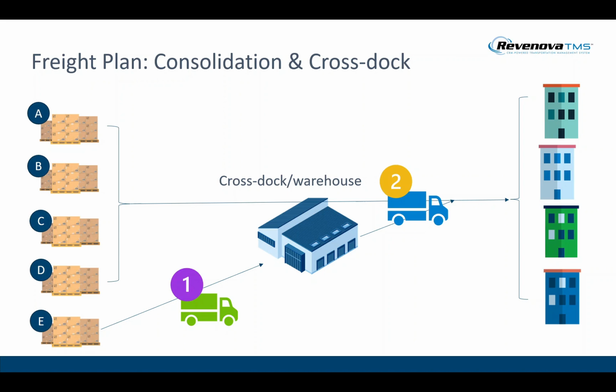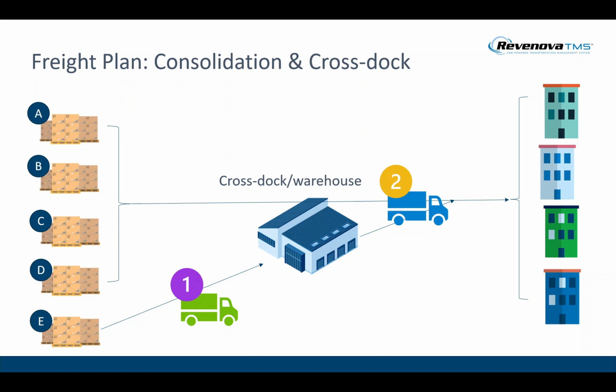In this scenario, I have 5 customer shipments, A through E, moving from the East Coast to California. The first shipment, E, will be delivered to a cross-dock by carrier number 1. Carrier number 2 will pick up shipments A, B, C, and D. Then he'll stop at the cross-dock, load E, and continue to the final deliveries.